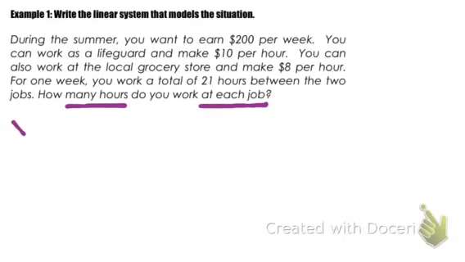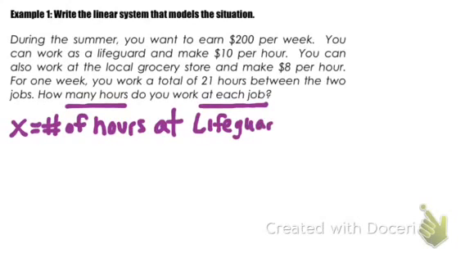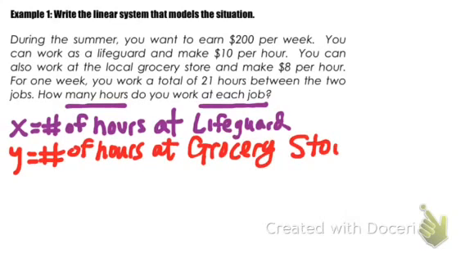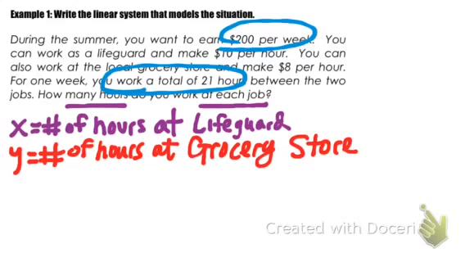So to save some space, let me just rewrite this really quick on the side, and it'll be a little bit smaller so I have some place to work. So x is the number of hours being a lifeguard, and y is the number of hours at the grocery store. You actually have two situations going on in this specific word problem. You want to make $200 per week, and you also work a total of 21 hours in the 1 week between the two jobs. So we have to figure out how we're going to make two equations based on this situation.